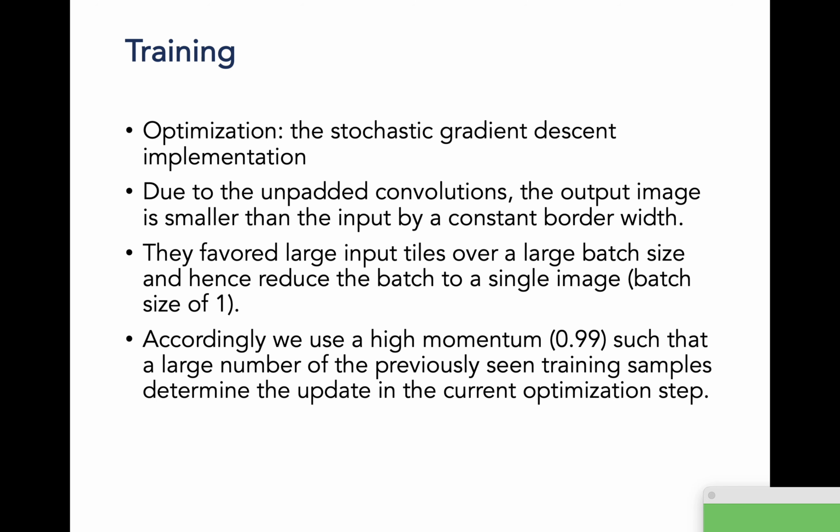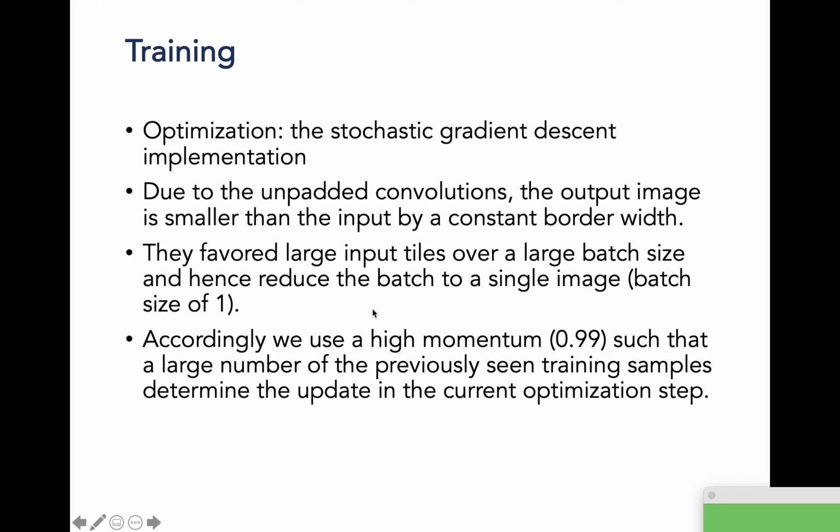So let's again speak to the training. The optimization was a stochastic gradient descent implementation. Because they didn't use padded convolutions, only valid padding, the output image is smaller than the input image by a constant border width.